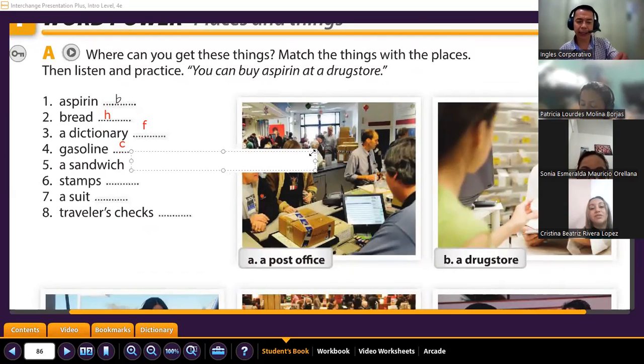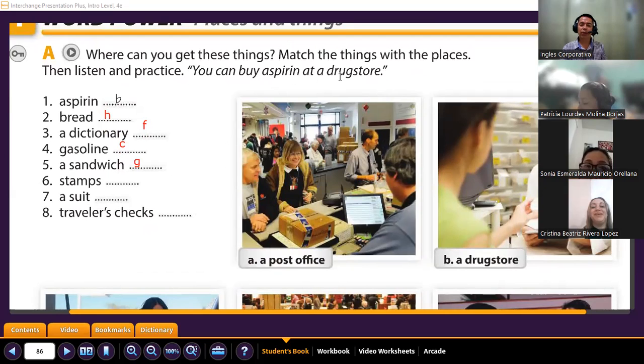You can buy a sandwich. You can buy a sandwich at a coffee... Coffee shop. At a coffee shop. Yes, coffee shop. Good. Coffee shop. Good.